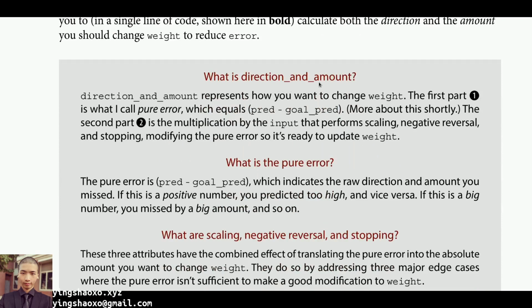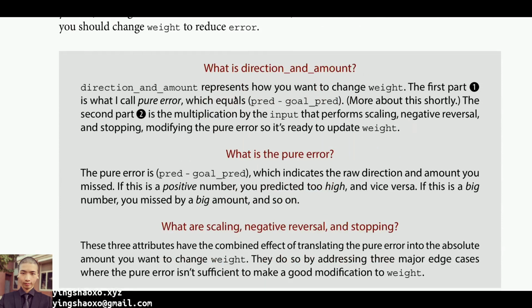What is direction and amount? Direction and amount represents how you want to change the weight. The first part is what I call pure error, which equals prediction minus the goal prediction, or the predicted value minus the real value. More about this shortly. The second part is the multiplication by the input that performs scaling, negative reversal, and stopping, modifying the pure error so it's ready to update the weight.